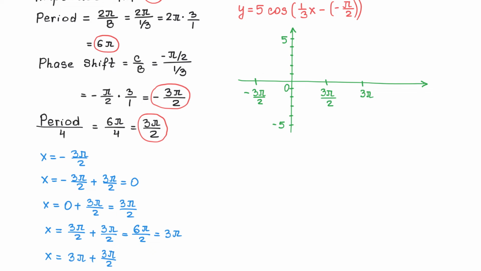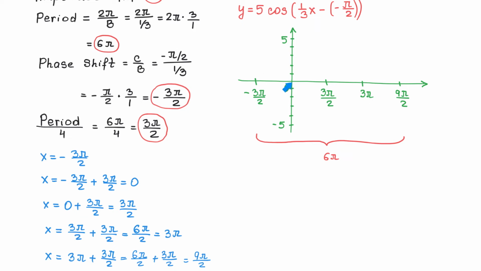If we get the same denominator, we will have 6 pi over 2 plus 3 pi over 2, and this is 9 pi over 2. And now here we have it on the x-axis, and this is 9 pi over 2. And now, as you see, because the period of this function is 6 pi, then the distance from negative 3 pi over 2 to 9 pi over 2 is 6 pi.